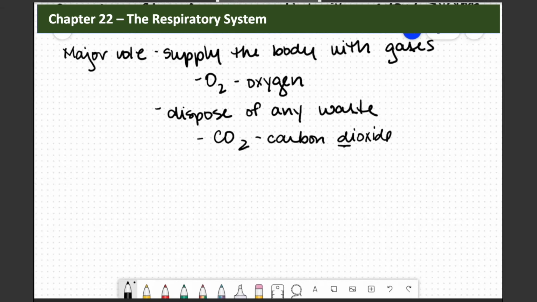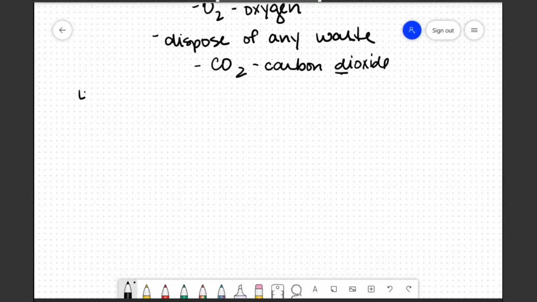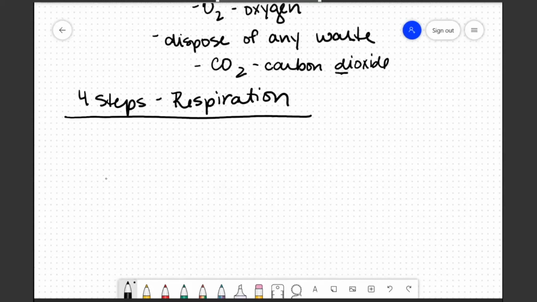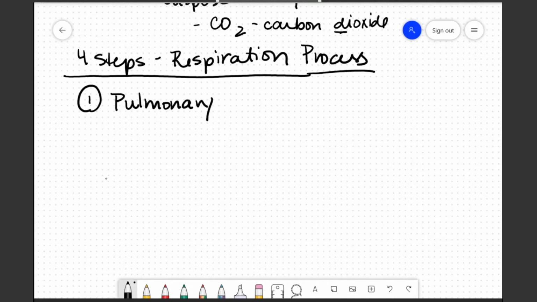So it's a 4-step process, the sequence of respiration. To put us all on the same page, there are 4 steps for the process of respiration. The first step is called pulmonary ventilation.